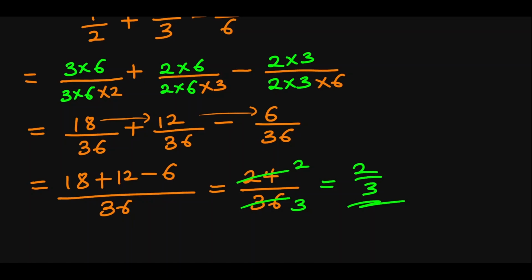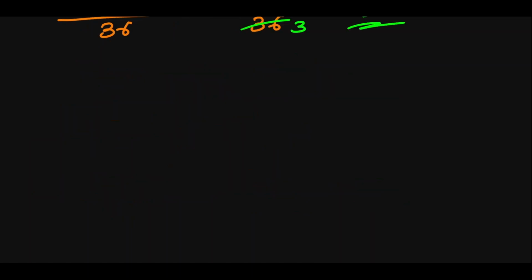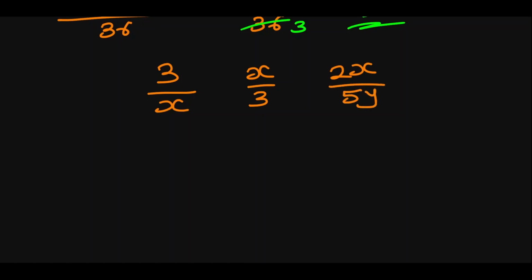Now, let us go into algebraic fractions. So what is an algebraic fraction? An algebraic fraction is a fraction that has a variable, that is a letter, whether in the numerator or the denominator, like 3 over x, x over 3, or even something like 2x over 5y. So once a letter is involved in a fraction, then that fraction is an algebraic fraction.